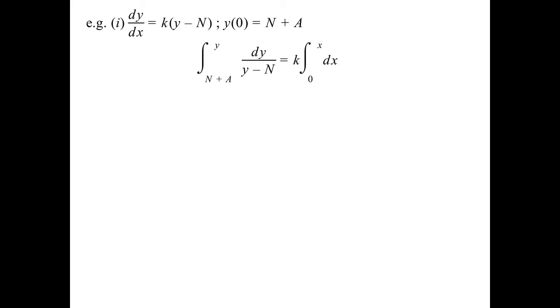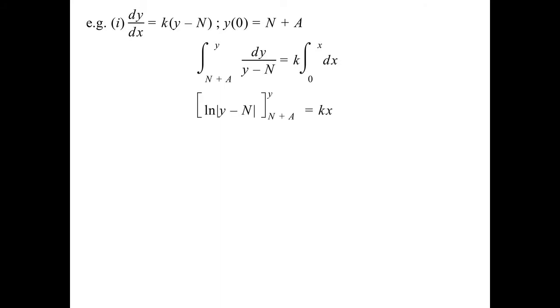If I separate the variables on this one, I'll end up with dy over (y minus n), and I'll move the k over with the dx. And I've made it a definite integral because they've told me, remember, the initial conditions were that the initial population was n plus a, we said. So I've made it n plus a there.